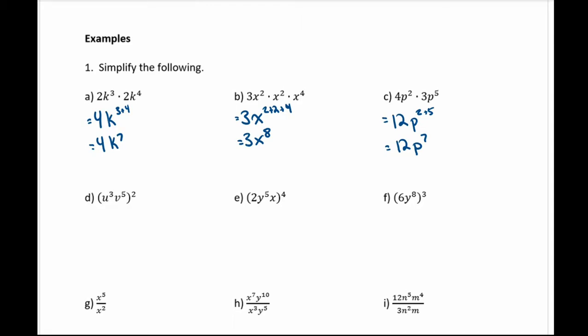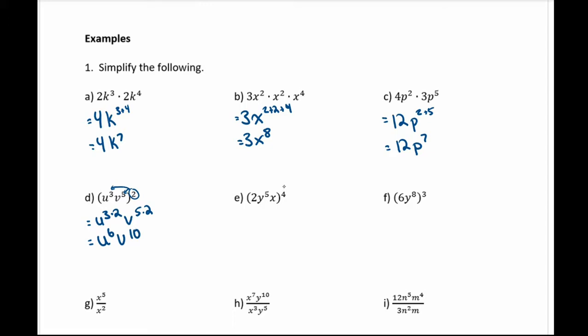For D, power to a power, so I have u to the power of 3 times v to the power of 5, all to the power of 2. I can't simplify the u and v because they're different bases. U is different from v, so I can't join them, but this exponent of 2 I can apply to both parts. The power to a power rule states that the exponents are multiplied. So 3 times 2 and 5 times 2. So this becomes u to the power of 6 times v to the power of 10.